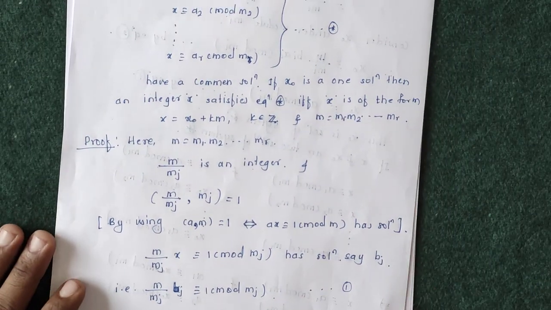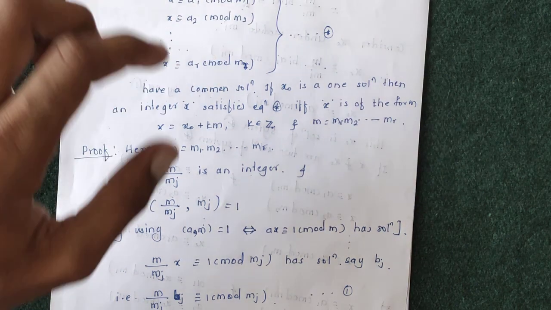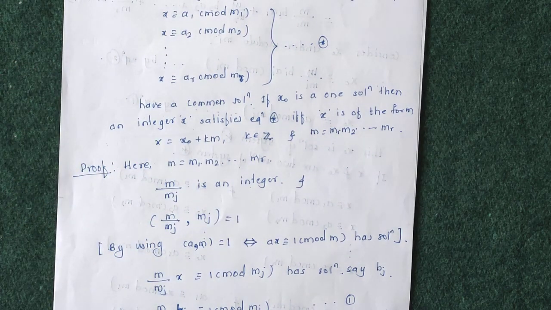So in the Chinese remainder theorem, we have seen the statement of the theorem: m1 m2 up to mr be positive integers such that they are relatively prime in pairs, and a1 a2 up to ar be any integers. Then this system of congruences has a common solution, and this x naught is a common solution. Then x is equal to x naught plus mk are the remaining solutions.